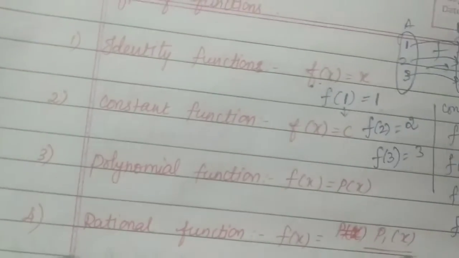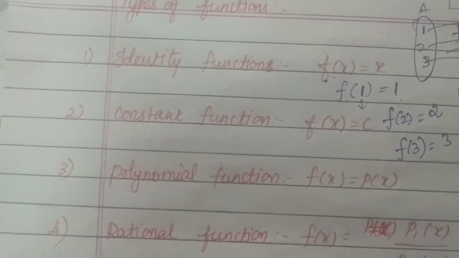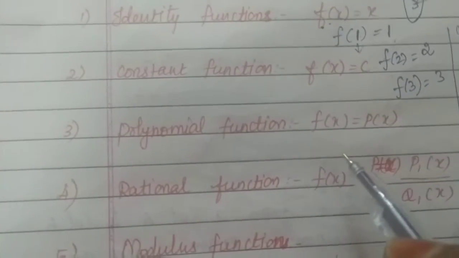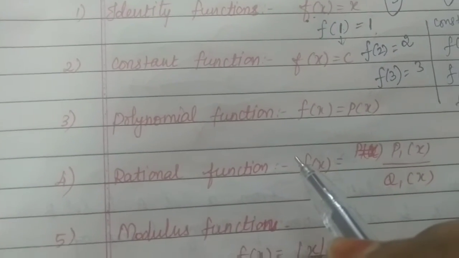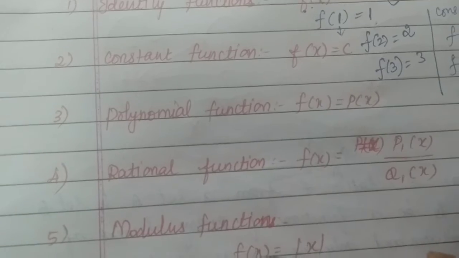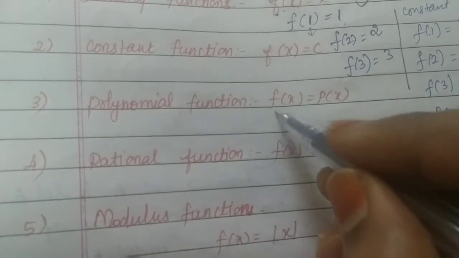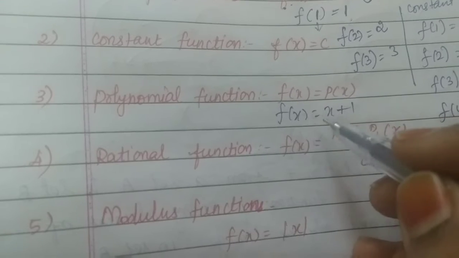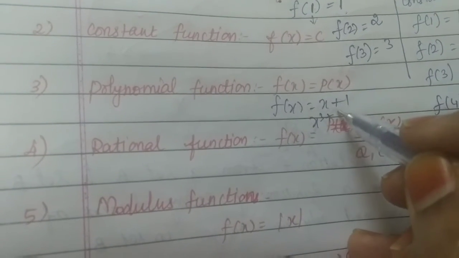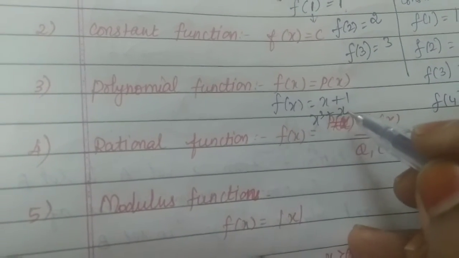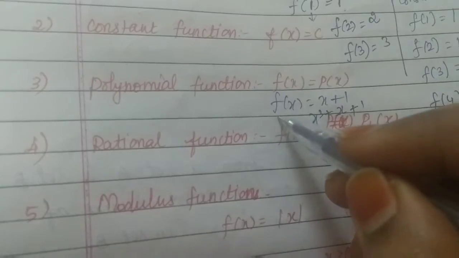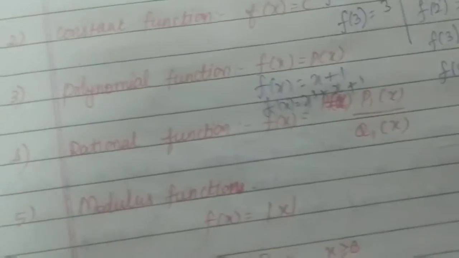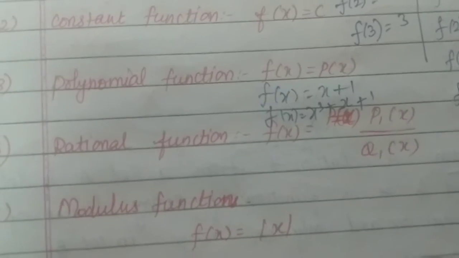The next one is the polynomial function. A polynomial function is nothing but the function should be in terms of a polynomial. A polynomial is nothing but the sum of a few terms added together or subtracted together to form a function. f of x is equal to x plus 1, or f of x is equal to x cube plus 1, or 2, or x cube plus x plus 1. The function may be anything, but the result is a polynomial. That is nothing but a polynomial function.